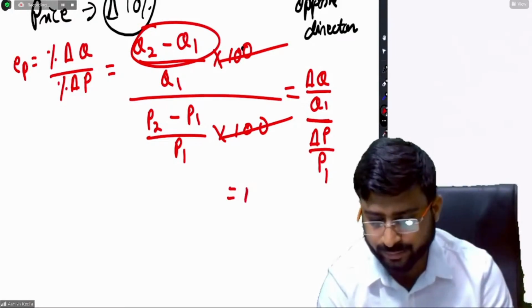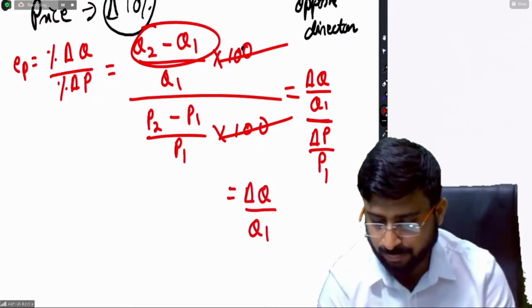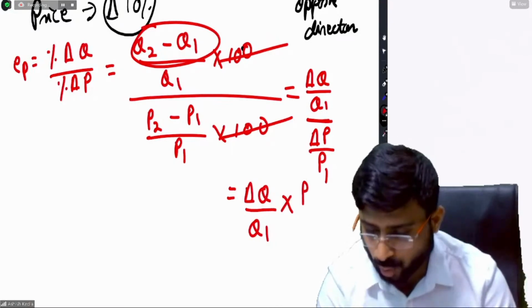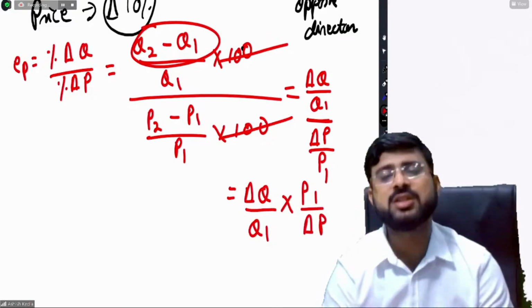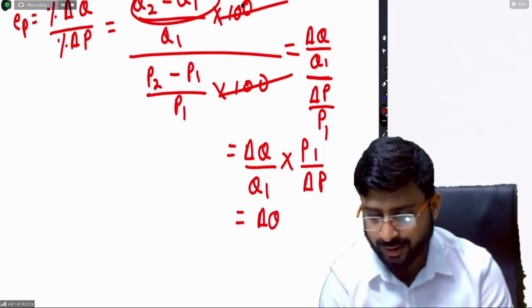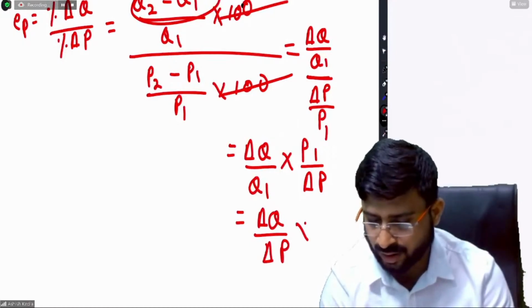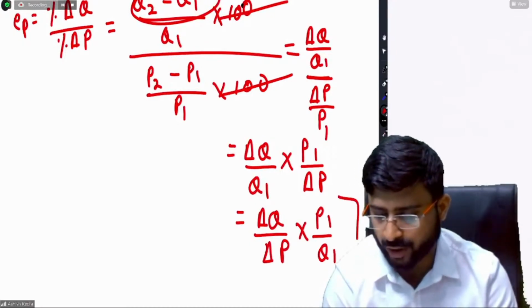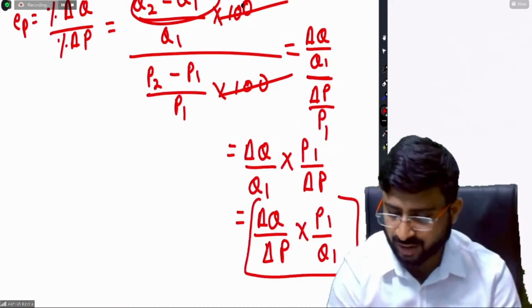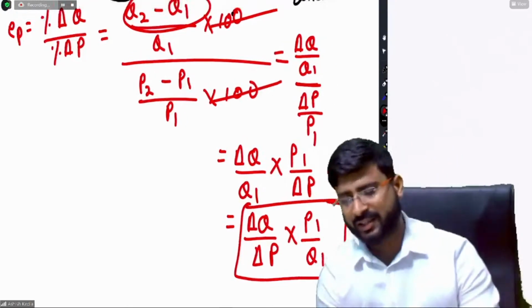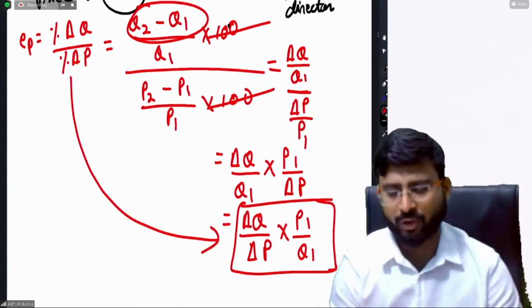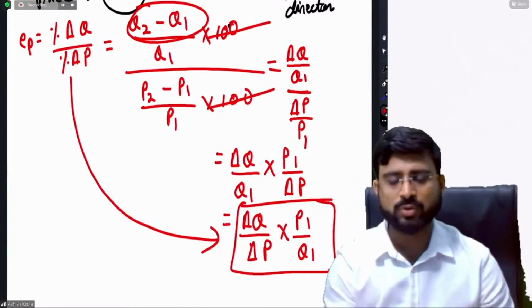So everyone, it becomes change in quantity by original quantity into original price by change in price, which gives us change in quantity by change in price into P1 by Q1. This is the formula of percentage method. Another formula which has been derived from the main formula only. Please write down this derivation.